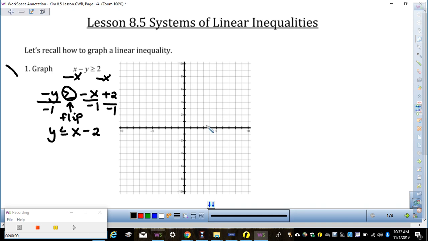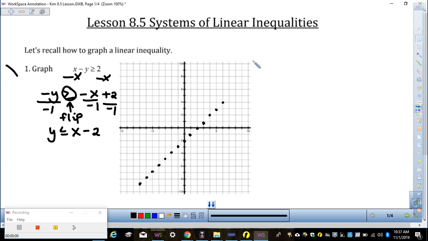So we're going to go ahead and plot this on our graph just like we would any other line, starting with our y-intercept at negative 2, and we've got a slope of 1. So we're going to count that up. Give yourself a few clear points here. Probably best to have a straight edge out with you during homework, quiz, and test.